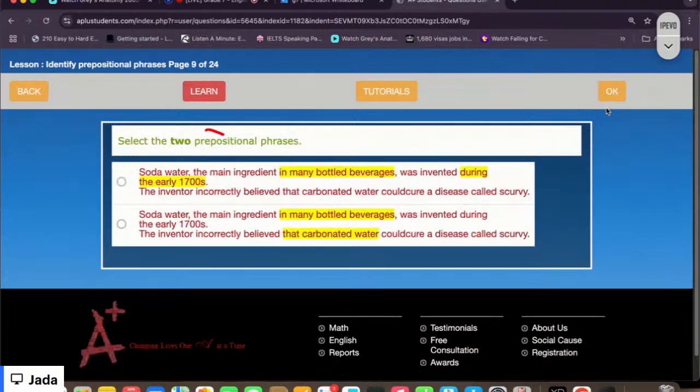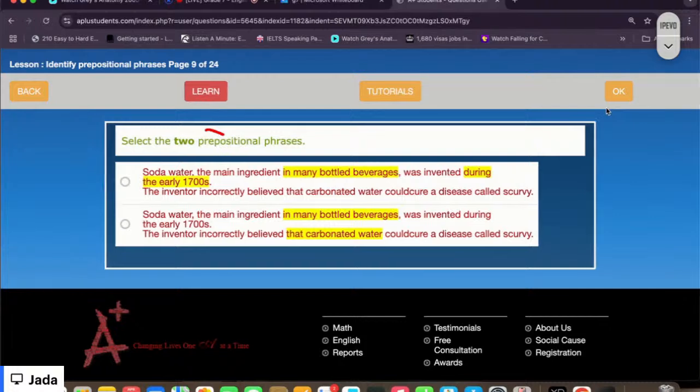All right, that's it for our lesson on phrases and clauses. We have two more lessons left under this, and we will complete that the next time we meet. Can you tell me if you have any questions?